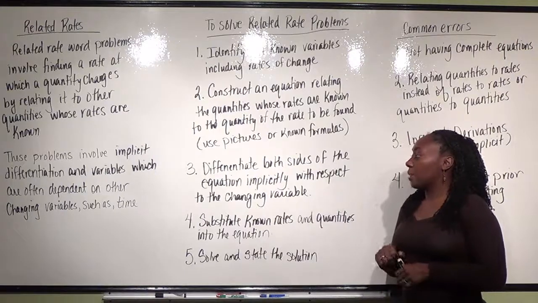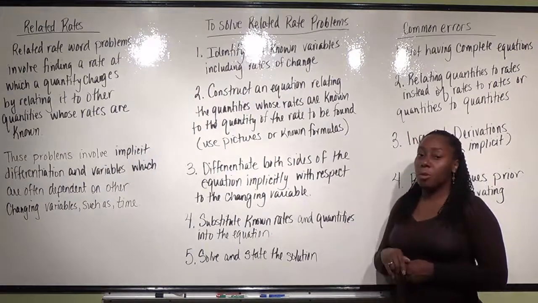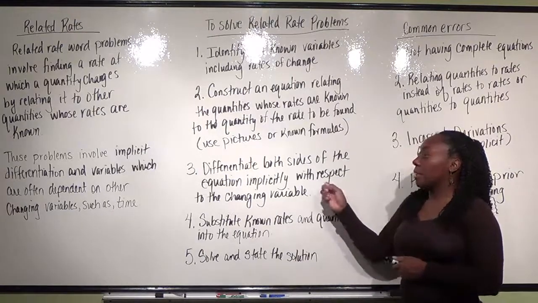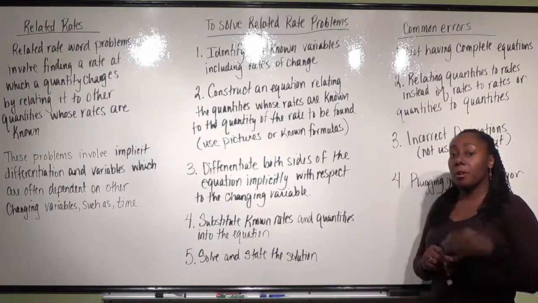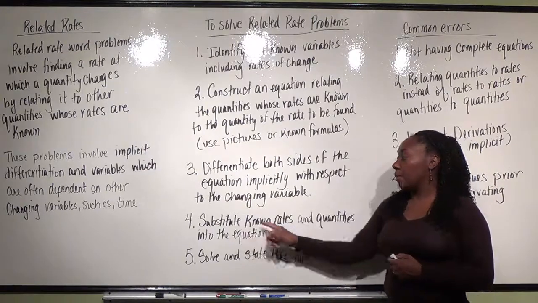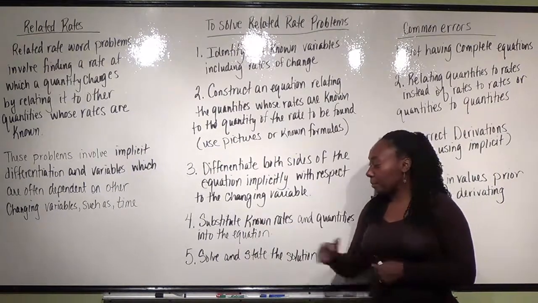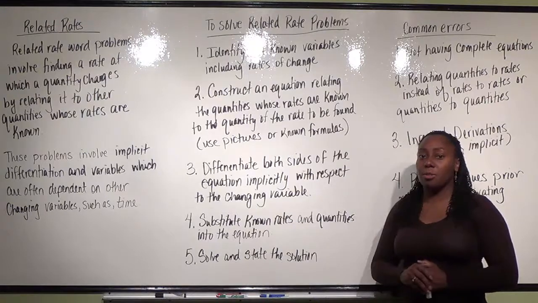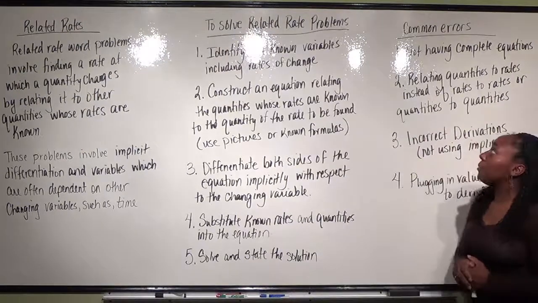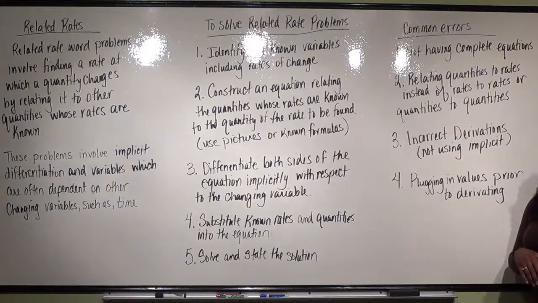Differentiate both sides of the equation implicitly with respect to the changing variable. Again, in most cases, our changing variable will be time, and so we're going to want to differentiate everything with respect to time. Then we'll substitute the known rates and quantities into the equation, solve, and state the solution. Some common pitfalls, or common errors, in related rate problems.